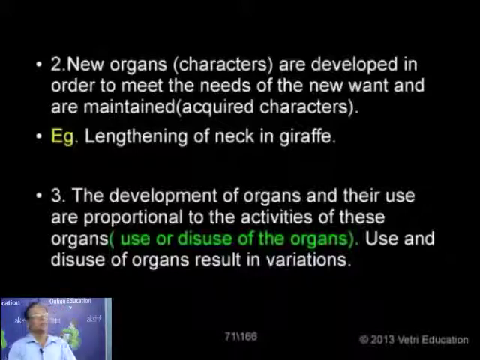Now, the third concept, the use and disuse concept. The development of particular organs and their use are proportional to the activities of these organs and the usage of them. So the development of an organ and the usage of that organ are correlated to the activities of this organ.